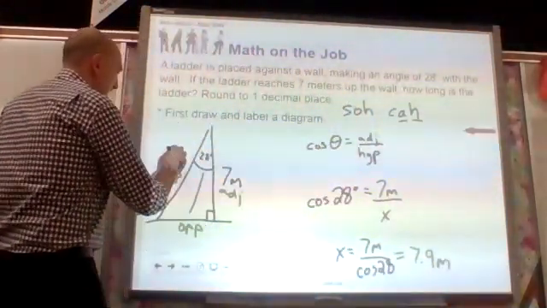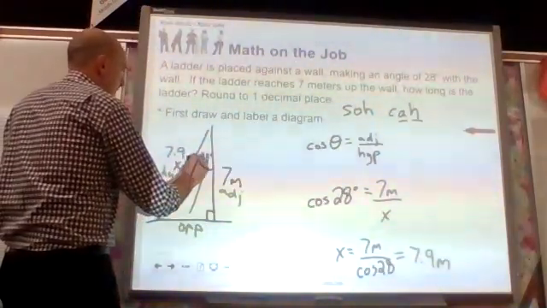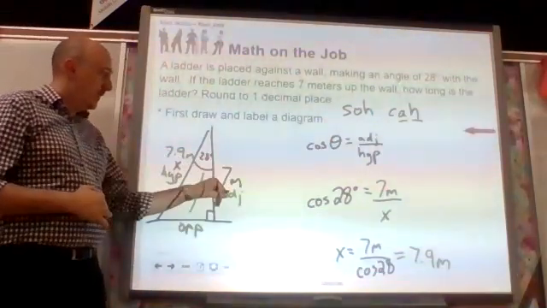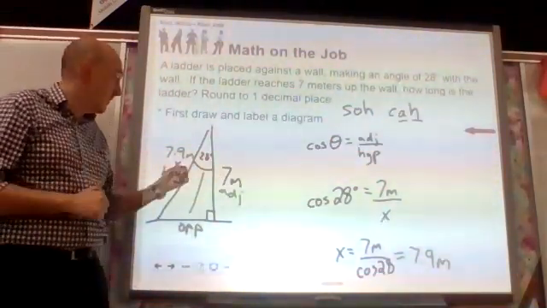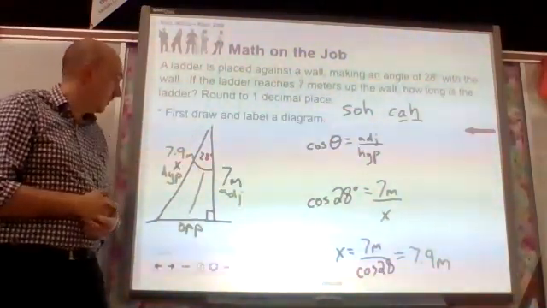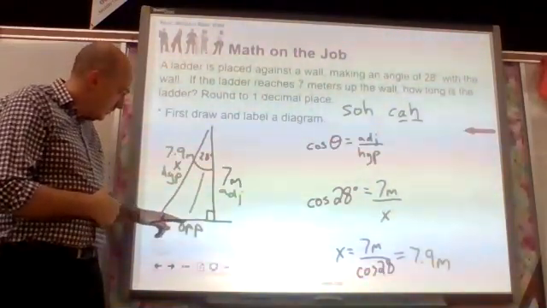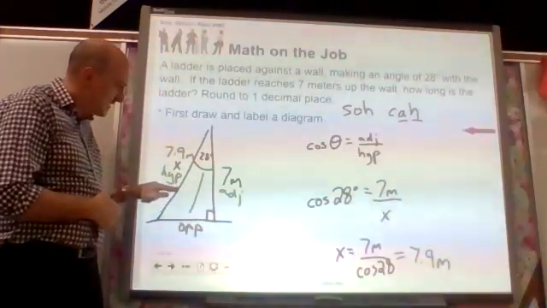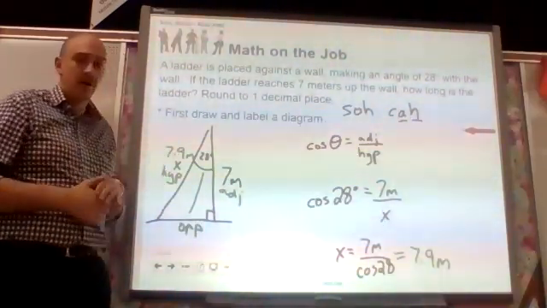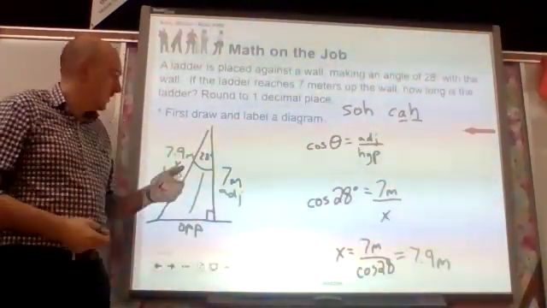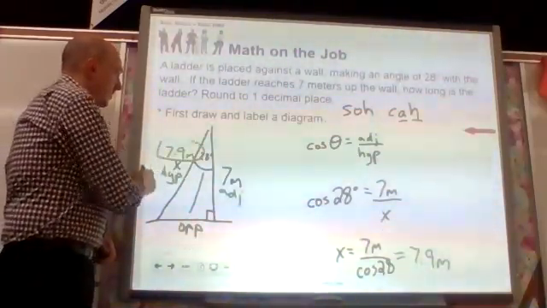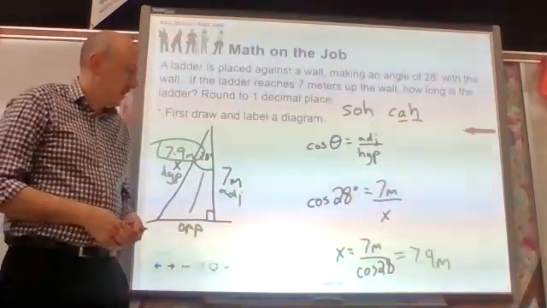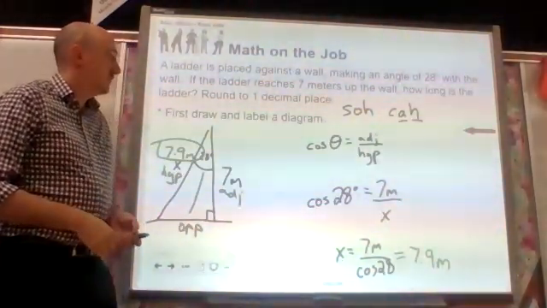That's how long this ladder is supposed to be. Does that make sense? Is it bigger than 7 meters? Yes, it's the biggest number I have in this triangle. If this is 28 degrees, then this side is going to be almost as big as this side, but not quite. So yeah, the numbers make sense. This is a good answer. 7.9 meters is the length of the ladder. And we're done.